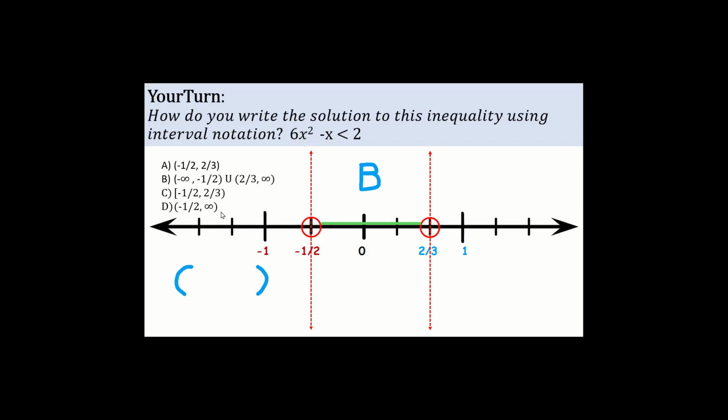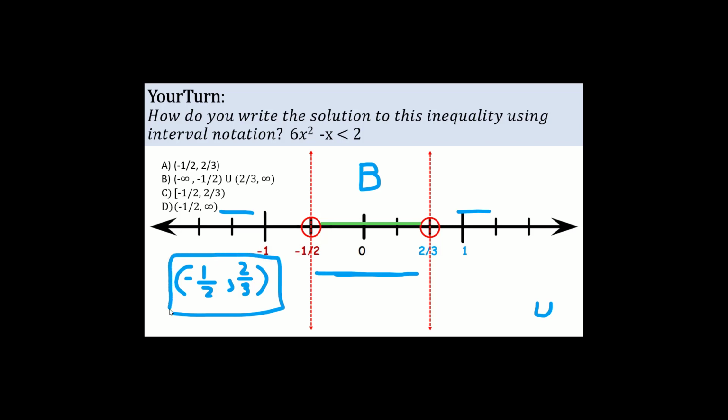Alright, we don't have separate sets. It could be this set and this set united, so we'd use the union symbol. But we only have these, so we've only got one set that we need to notate, between negative 1/2 with those soft brackets to 2/3. And that is our solution, and it's going to be A.